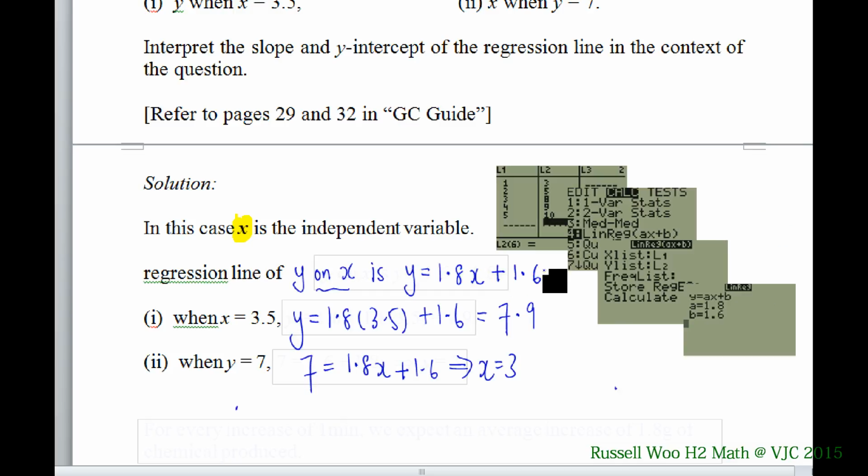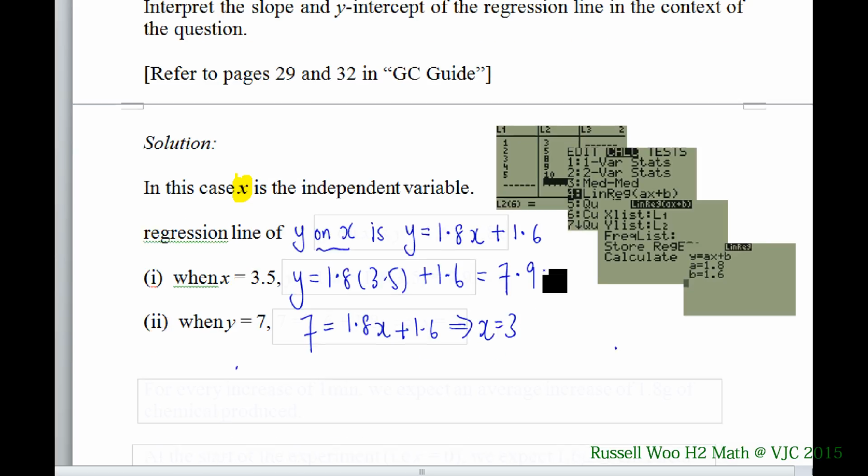Alright, next part. Interpret the slope and the y-intercept of the regression line in the context of the question. Now, when you have a regression line like that, this is your line, y equals 1.8x plus 1.6. This is y, this is x. Actually, it's not that difficult. The slope suggests that for every increase of 1 minute, your x increased by 1 minute, your y increased by 1.8 grams.